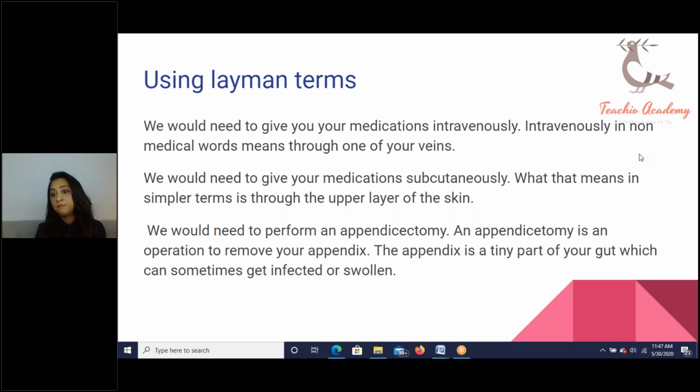What that means in simpler terms is through the upper layer of the skin. Okay, so yes, Dr. Zana, you can do that. You can say that when you're speaking to someone and explaining something. For example, if you're telling someone that they've had a heart attack, you might say, you've had something that the doctors call a myocardial infarction. Myocardial infarction is also known as a heart attack. Okay, so you can say the medical term and then you can say the meaning of it.